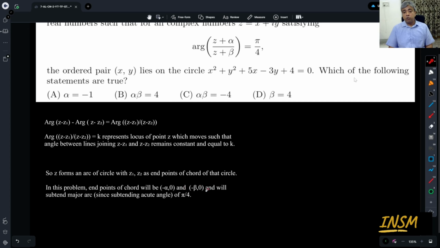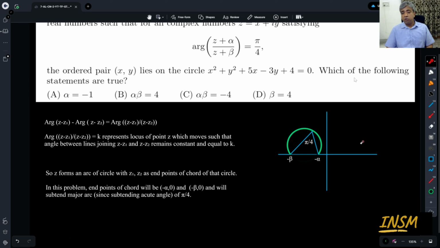So the figure that is going to come out will have a chord joining (minus alpha, 0) and (minus beta, 0) and subtending a major arc. Why major arc? Because the angle it is subtending is an acute angle. A rough figure should come out something like this. We just plotted rough points (minus alpha, 0) and (minus beta, 0). Every point on this circle, if you take, will subtend angle pi by 4.